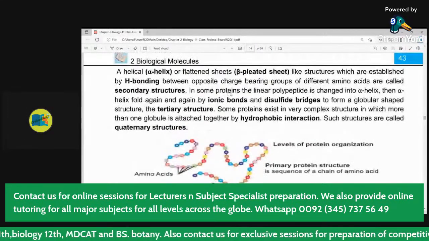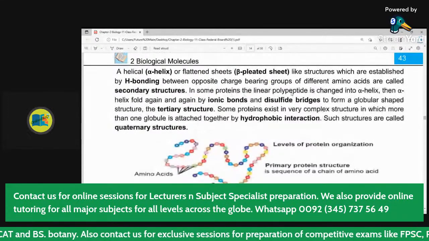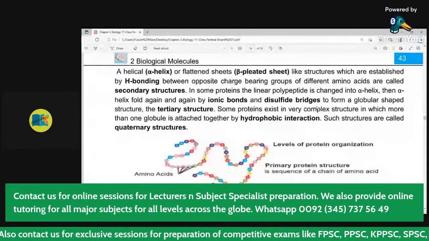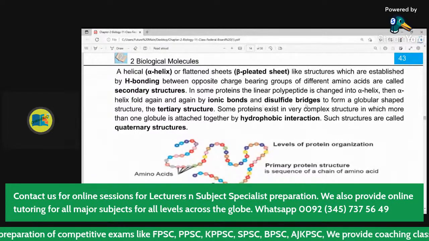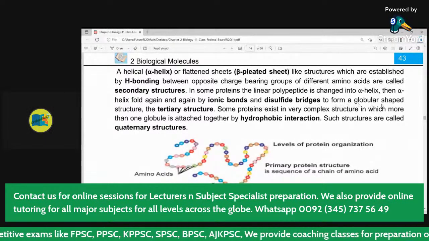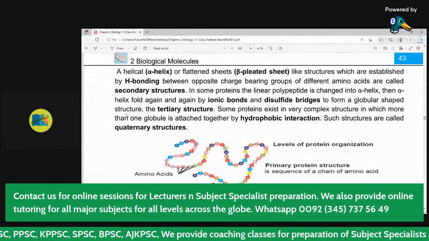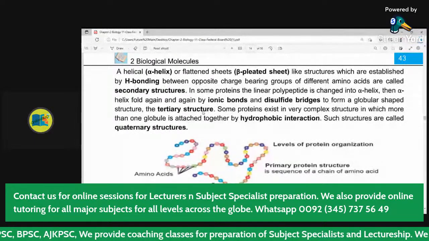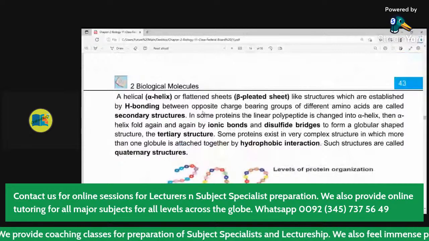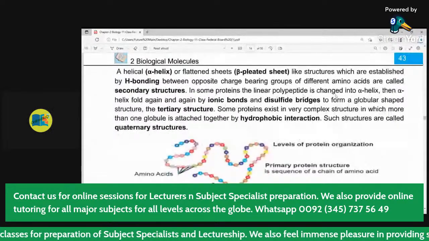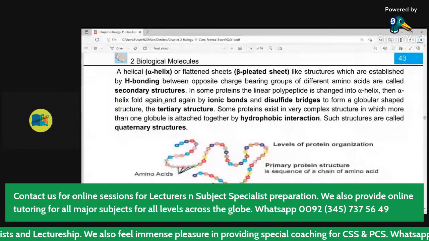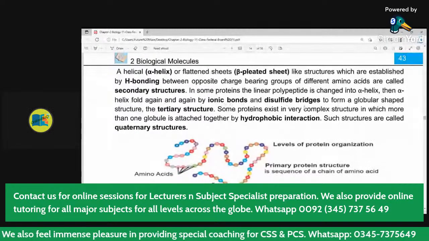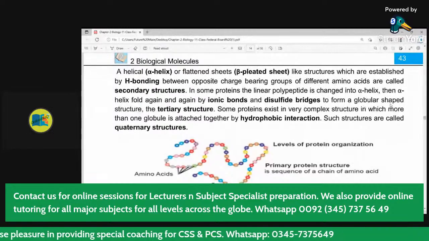In some proteins, the linear polypeptide is changed into an alpha helix, then the alpha helix folds again and again by ionic bonds and disulfide bridges to form a globular shaped structure, the tertiary structure. So what happens in some proteins? The linear polypeptide is changed to an alpha helix, and this alpha helix folds again and again by ionic bonds and disulfide bridges to form a globular shaped structure known as the tertiary structure.